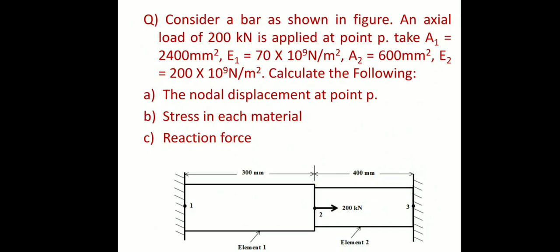Take A1 equal to 2400 mm squared, Young's modulus E1 equal to 70 into 10 raised to 9 Newton per meter squared, A2 equal to 600 mm squared, and E2 equal to 200 into 10 raised to 9 Newton per meter squared. Calculate the following: first, the nodal displacement at point P, that is node 2, so U2 should be found; then the stress in each material and the reaction force. The lengths of the elements are L1 equal to 300 mm and L2 equal to 400 mm. Also, node 1 and node 3 are fixed points.